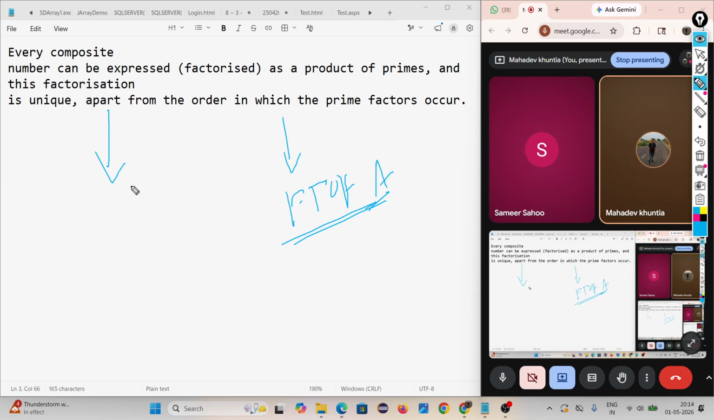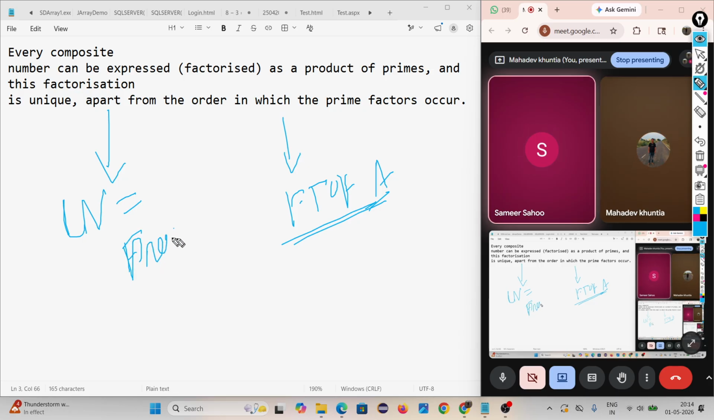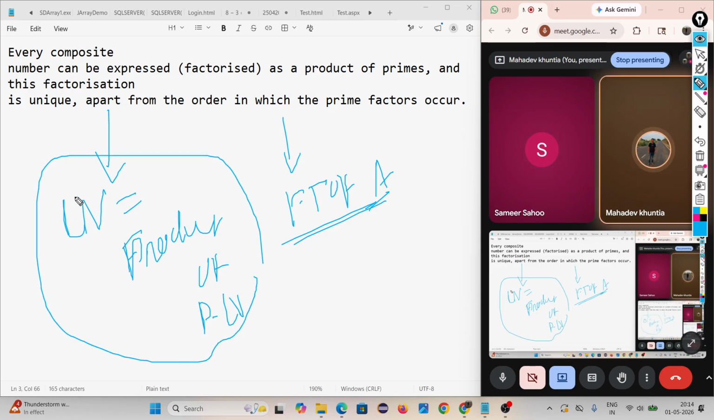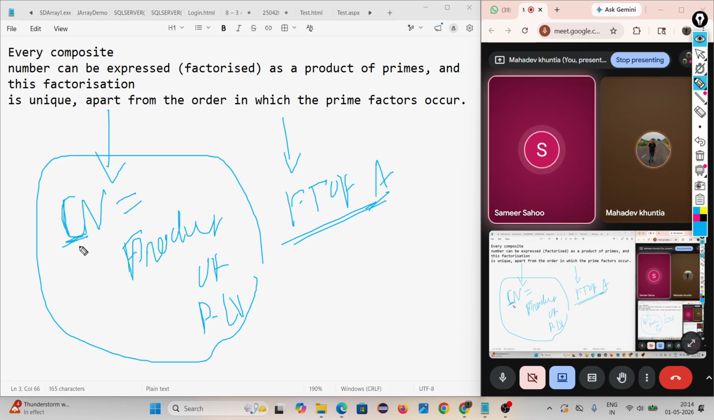What does it mean? Simple meaning: a composite number equals a product of prime numbers. This is the main concept. You have to understand: any composite number, I can convert this composite number as a product of prime numbers.